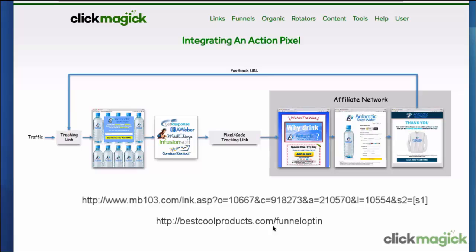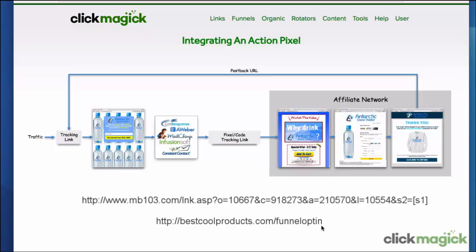So at this point, we've created the pixel code tracking link. It contains the tracking pixel and it points to the Max Bounty affiliate entry page. The only thing left to do is to update the call to action button in the landing page or the thank you page URL in the autoresponder so that they point to our new pixel code tracking link. This is the link that you'll need to use in your landing page or autoresponder thank you page.